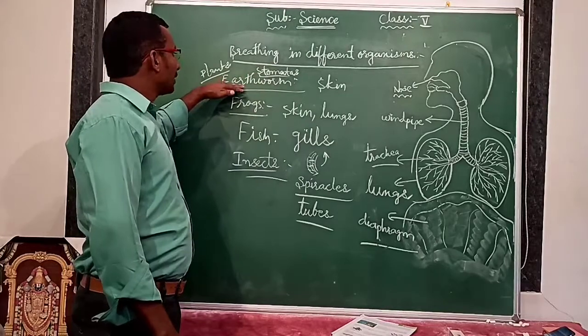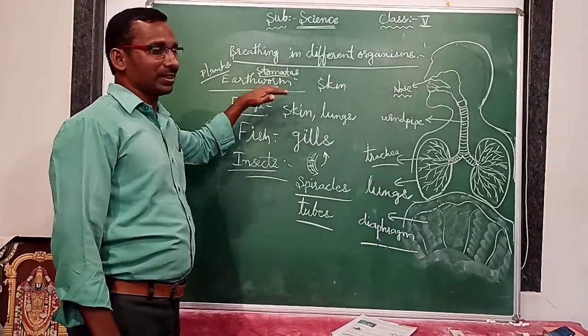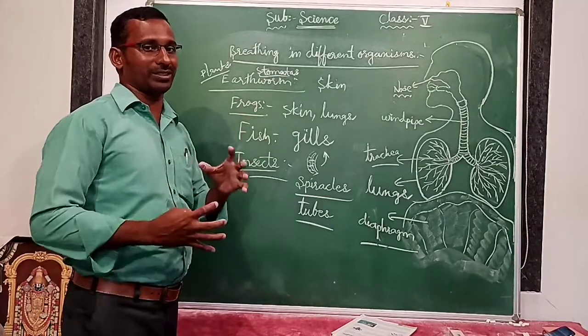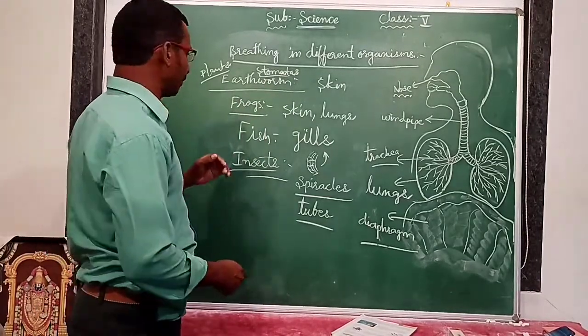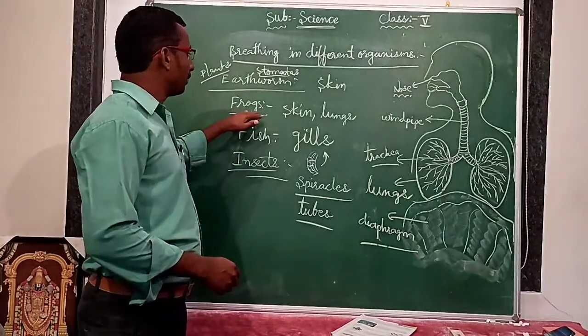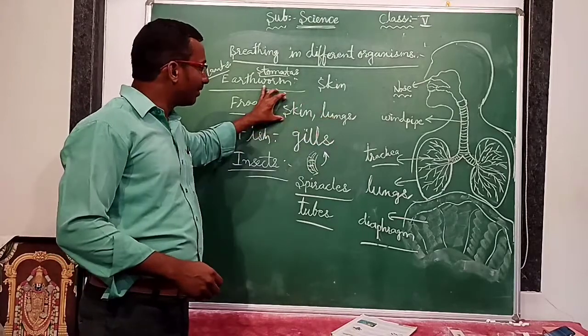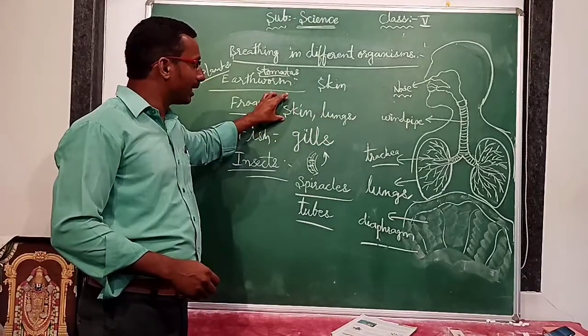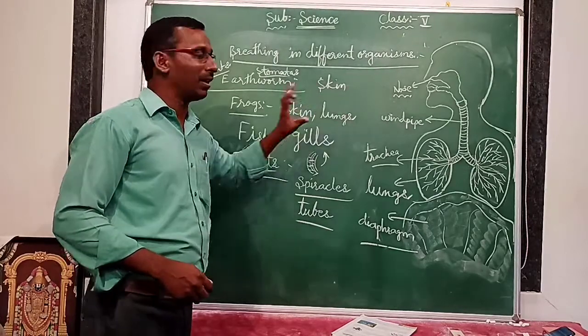Next, we discussed earthworm. If we see earthworm skin, it is moist, wet. With the help of moist skin, they will breathe. Next, frogs breathe with the skin and in the same way, lungs. When they are living in water, they will breathe with the help of skin. When they are living on land, they are breathing with the help of lungs.